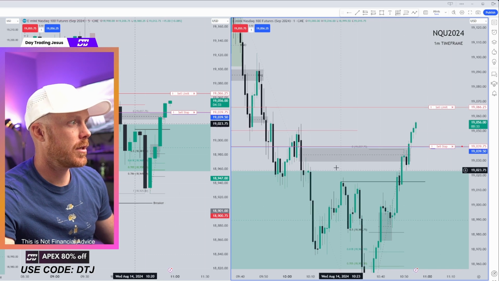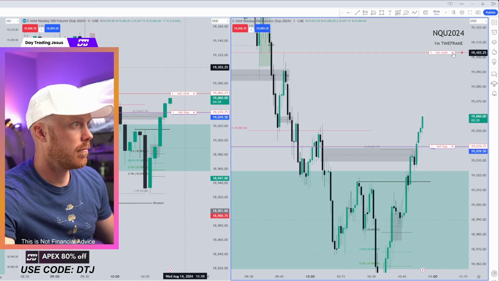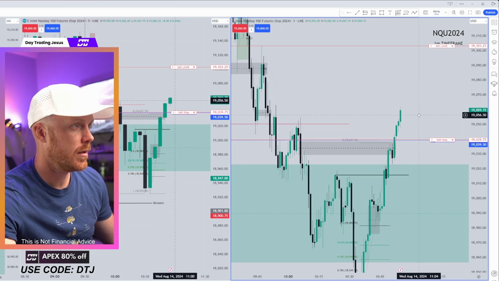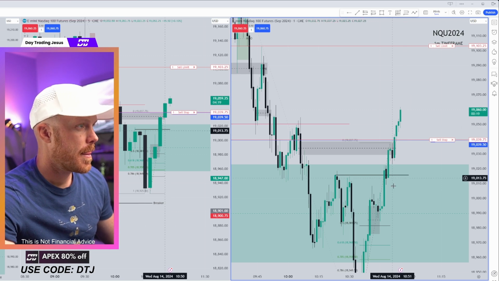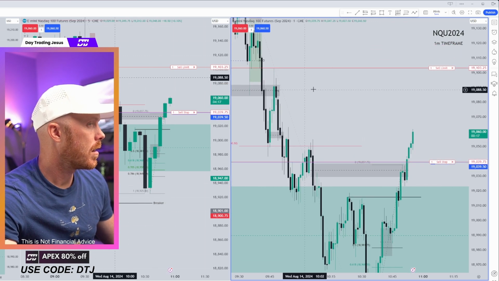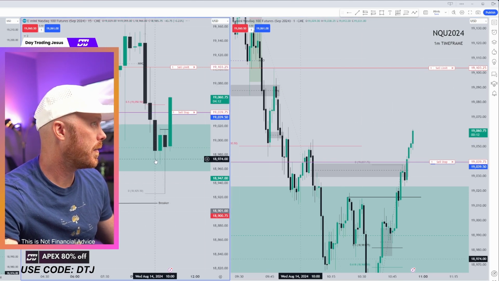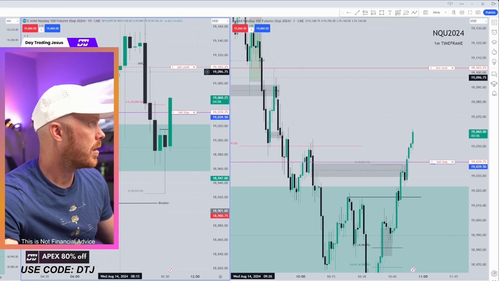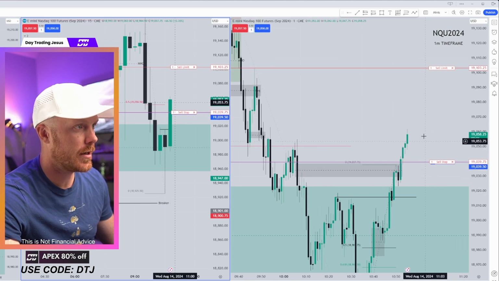How high do we think this can go? Have a swing high here. We have a swing high sitting right here as well. Five minute. What do we got on the 15 minute? Okay, 15 minute has a fair value gap sitting up here. We also have a breaker. Resistance there. Man, I don't know. It could easily just retrace right here.